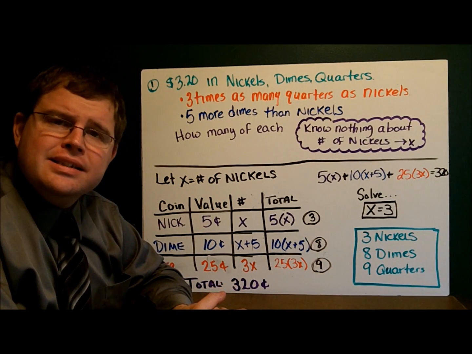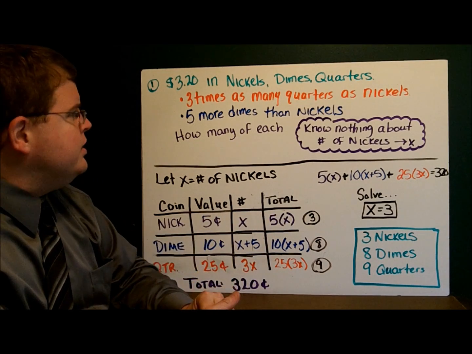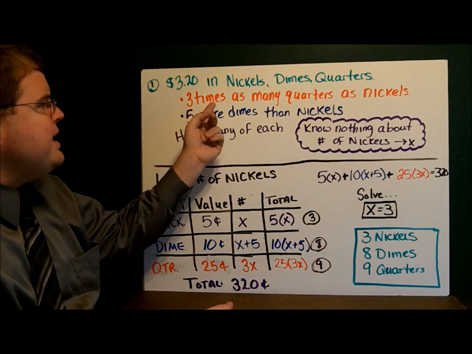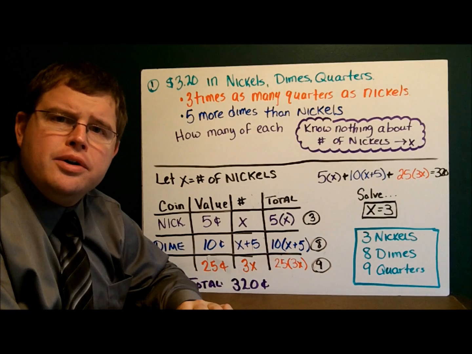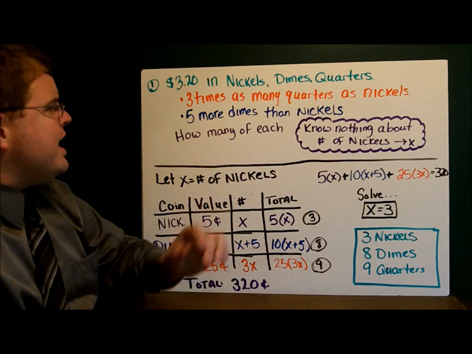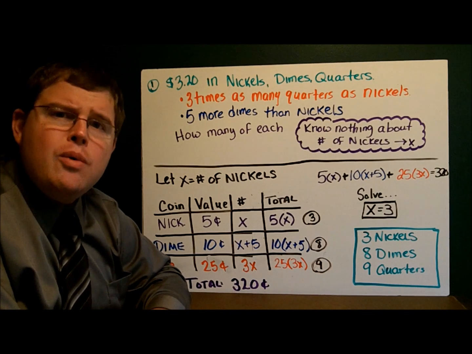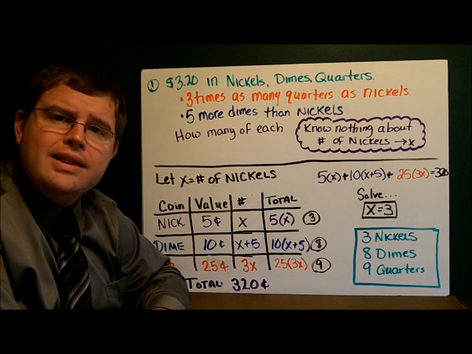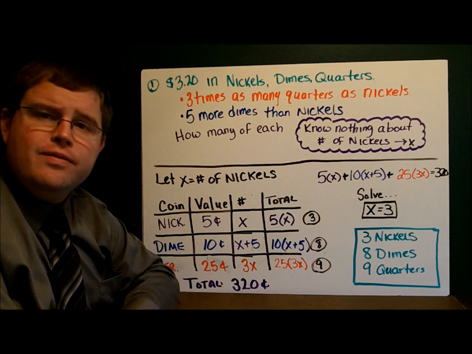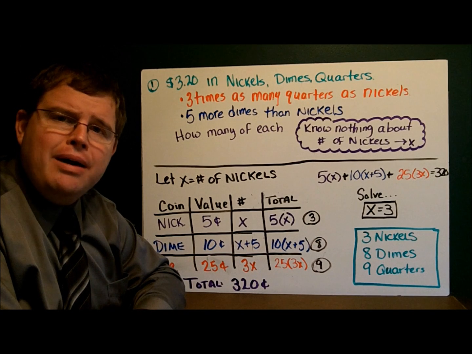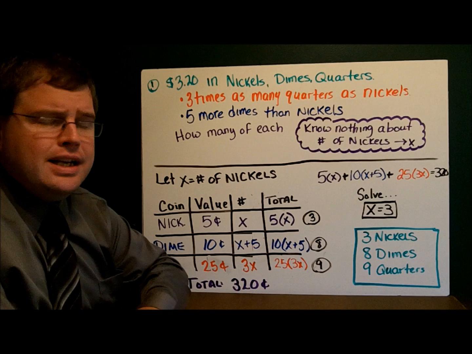Now the question is, how do I fill in the rest of the table? Well, here's what I'll do. Let's see what I have here. 3 times as many quarters as nickels. I know something about my quarters. 5 more dimes than nickels. I know something about my dimes. But you know what I know nothing about? I know nothing about the nickels. And so what I'll do is I'll let X be the number of nickels. I know nothing about them. So I'll fill in my table right here. X is the number of nickels.